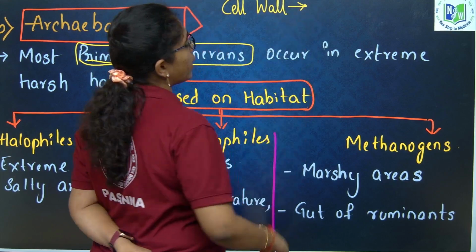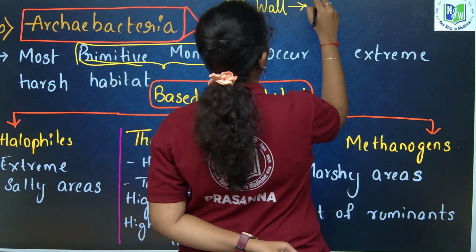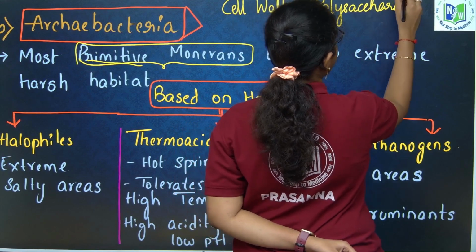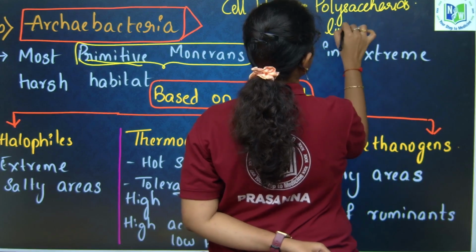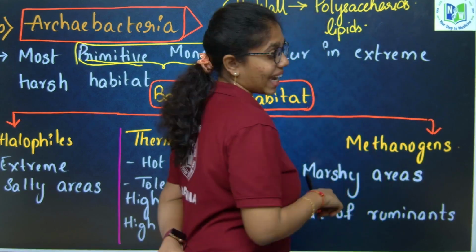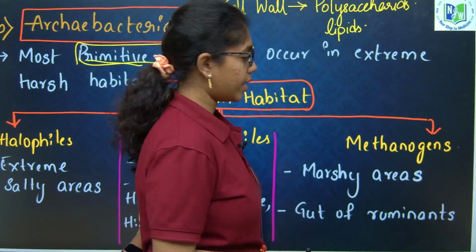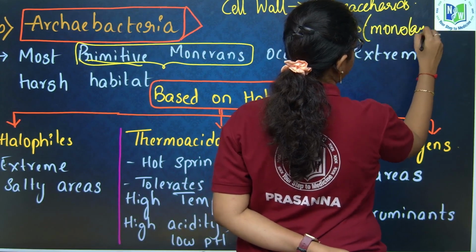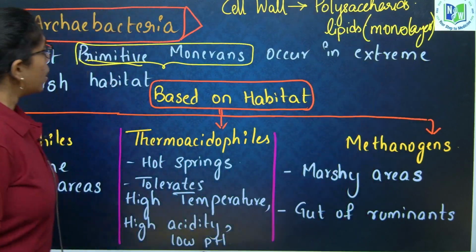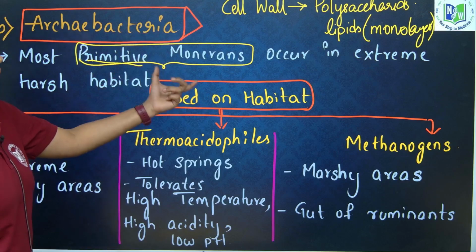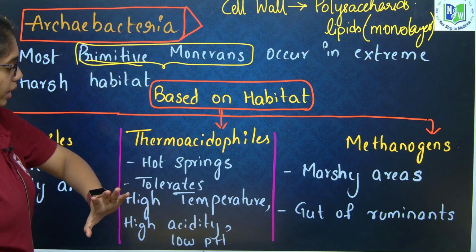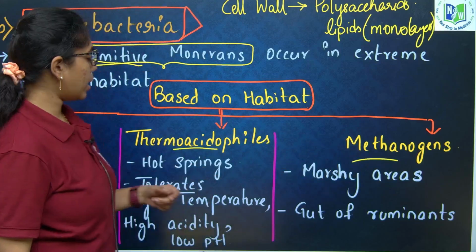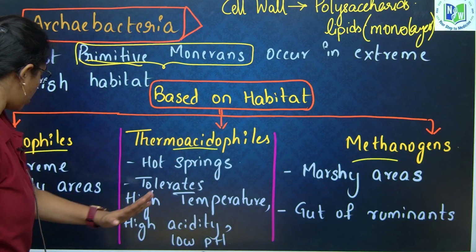The cell wall of archaebacteria is composed of polysaccharides and lipids, which are unsaturated. You can call them monolayered lipids. Next, based on the type of habitat where the archaebacteria live, we again have three types: halophiles, thermoacidophiles and methanogens.